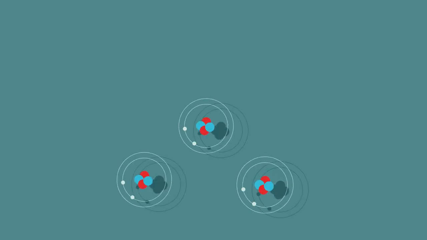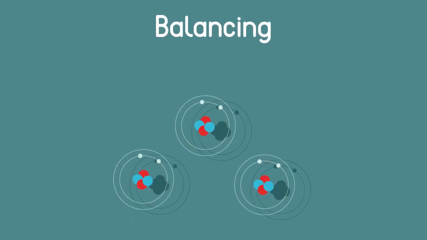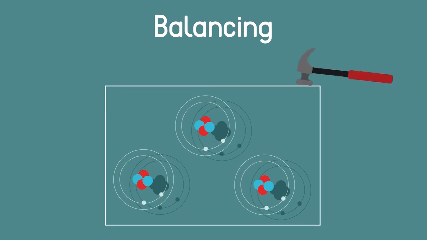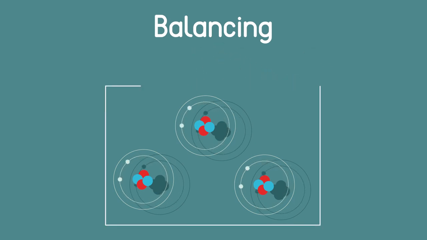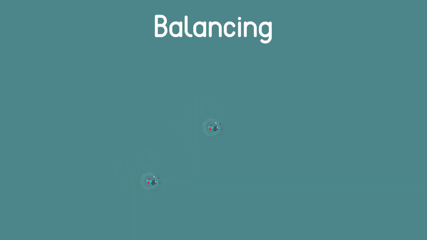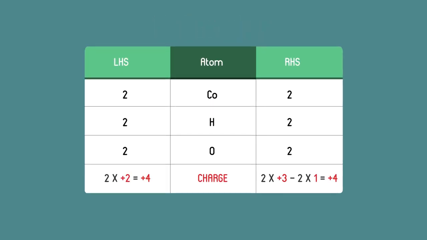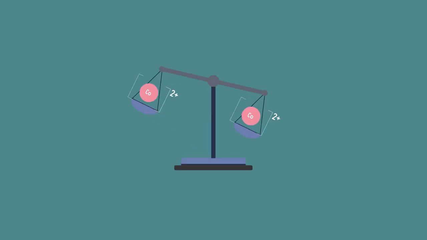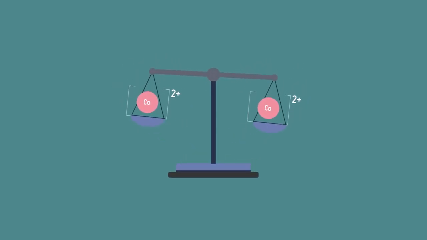This is the most important rule about balancing. No atoms or charges can be made or destroyed. You should now feel confident counting up the atoms in a compound and balancing them on two sides of an equation. And don't forget to look out for charges and balance these too.